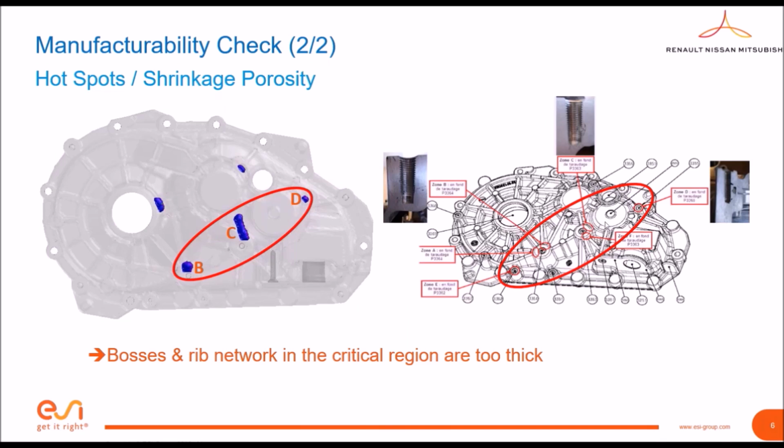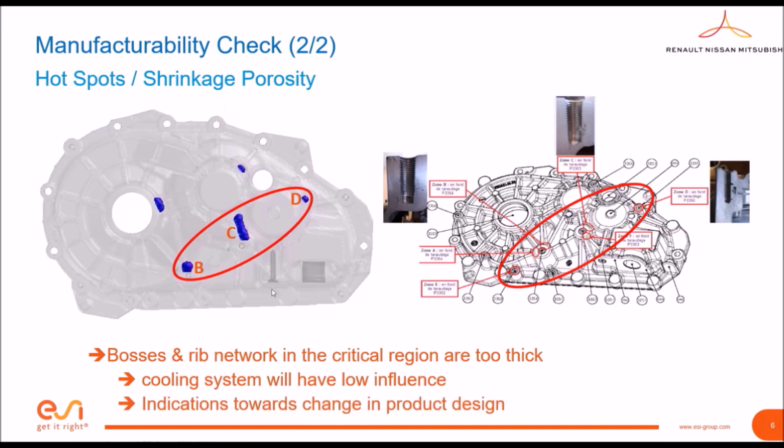So you see several bosses over here. You also see that they are connected with the ribs. So these are quite thick, which means that this is not going to be an easy case to handle. What is already noticed when we analyze this is that the cooling system will have almost no influence, or let's say low influence, on the porosity.